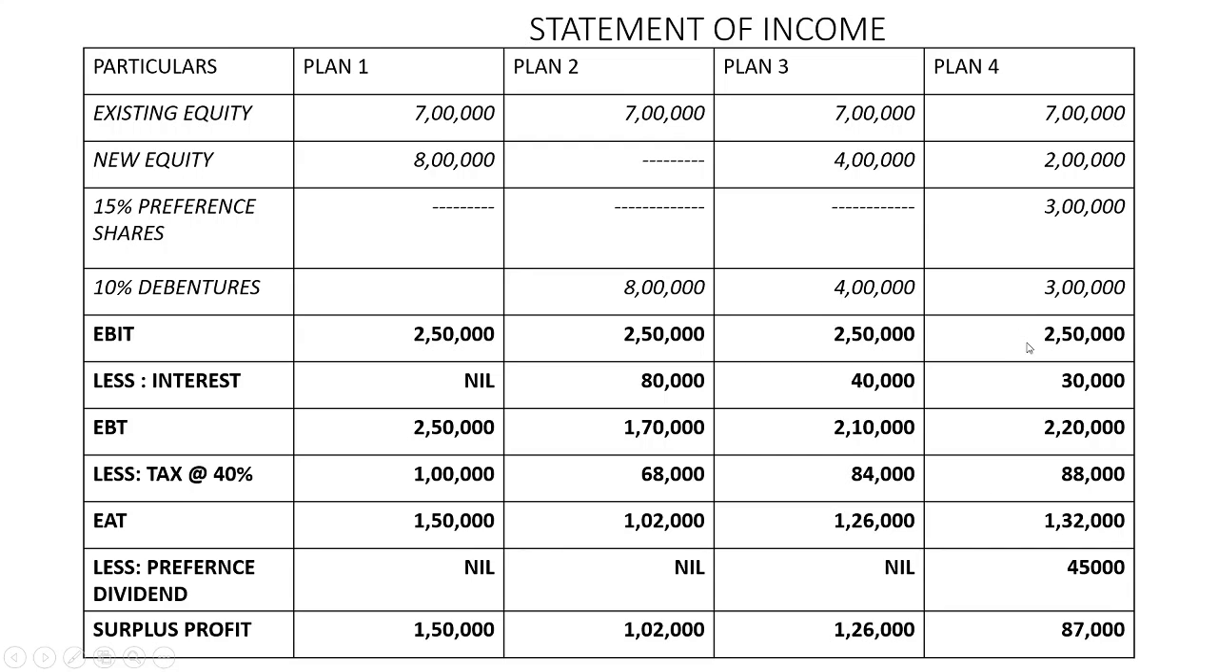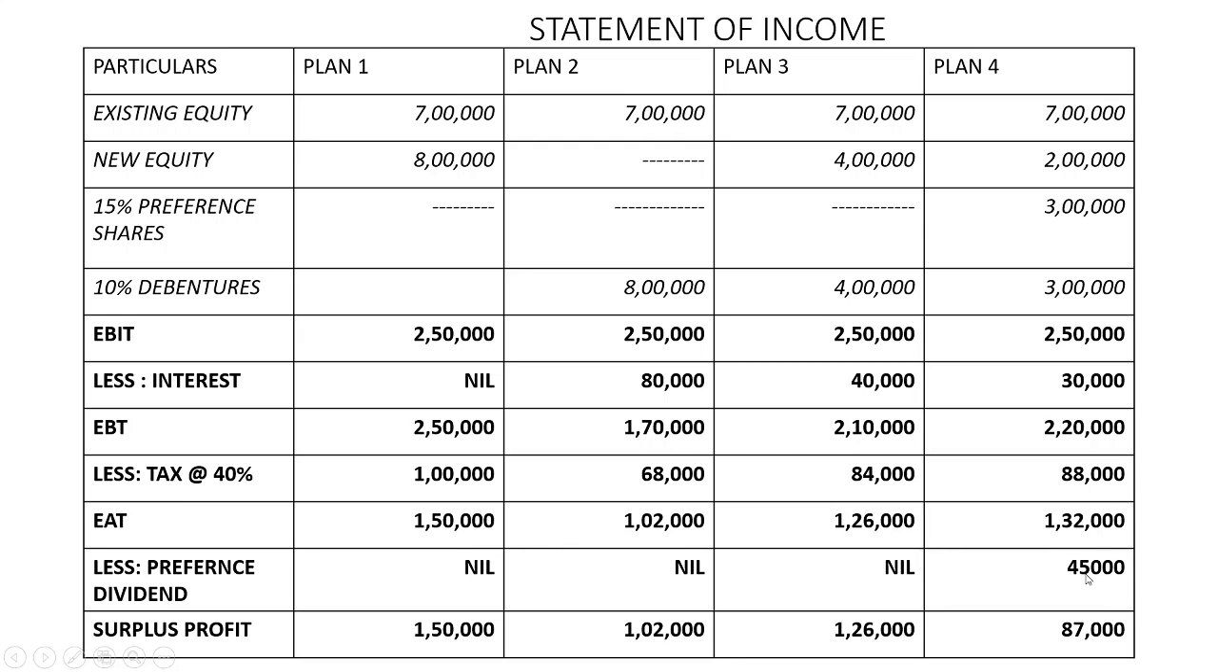Plan 4, EBIT is 2,50,000. We have interest, debenture interest 3 lakh multiplied by 10%, 30,000. EBT is equal to 2,20,000. Less tax at 40%, 2,20,000 multiplied with 40%, 88,000. Earnings after tax is equal to 2,20,000 minus 88,000, 1,32,000.